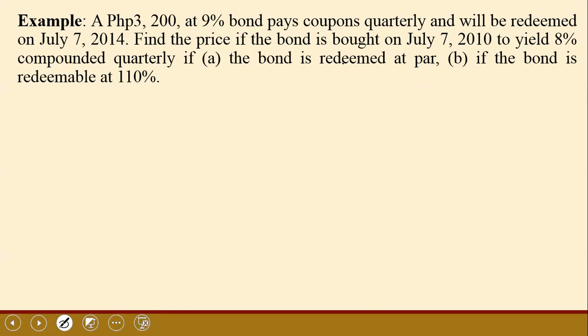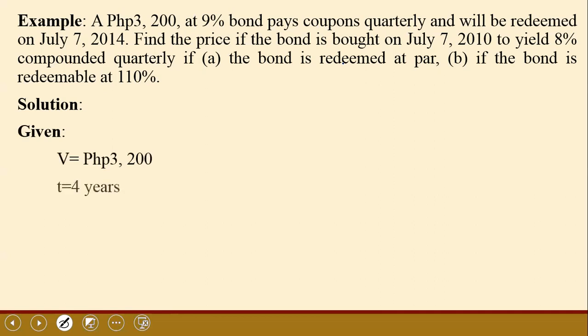At 3,200 pesos at 9%, a bond pays coupons quarterly and will be redeemed on July 7, 2014. Find the price if the bond is bought on July 7, 2010 to yield 8% compounded quarterly if A, the bond is redeemed at par, B, if the bond is redeemable at 110%.